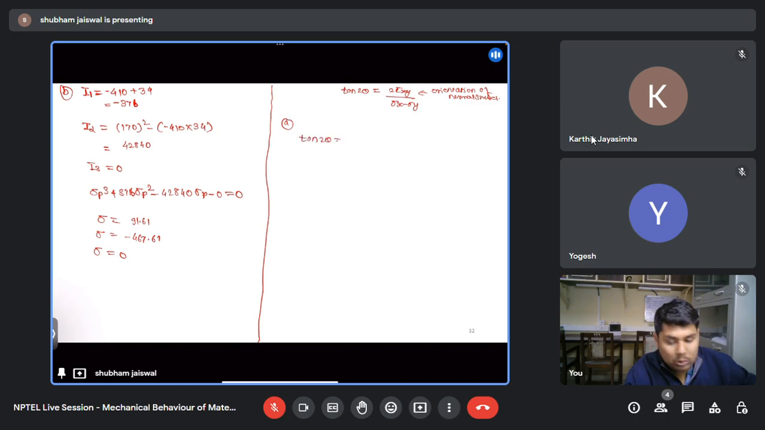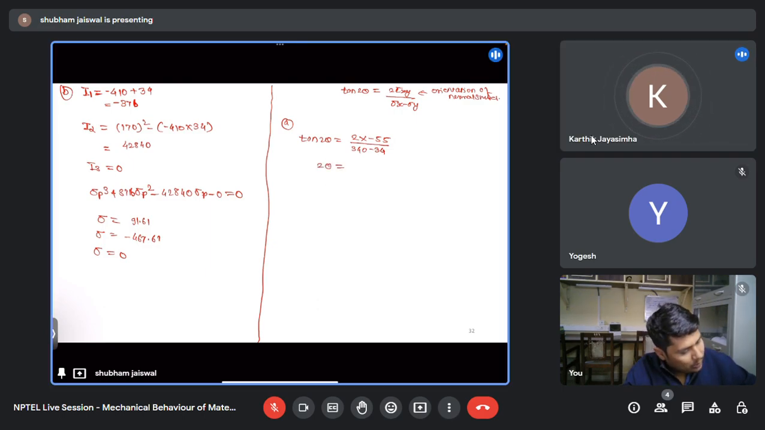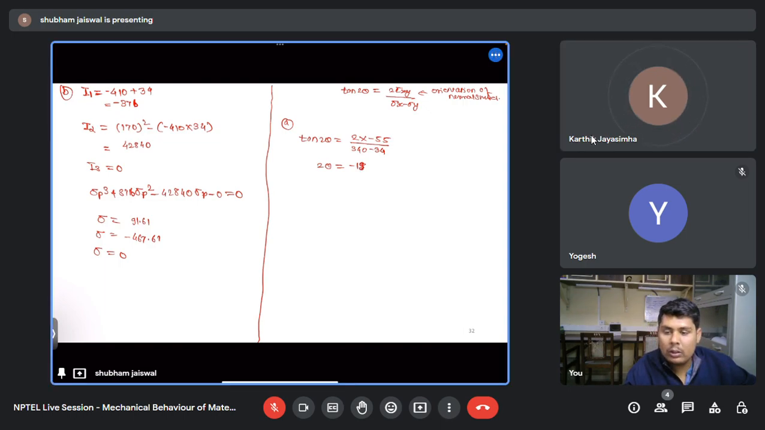So for A, tan 2 theta is equal to how much? 2 into minus 55 divided by sigma x, which is 349.5 minus 24.5. So 2 theta comes out to be minus 19.7 degrees. Theta comes out to be 19.7 divided by 2. So minus 9.88.